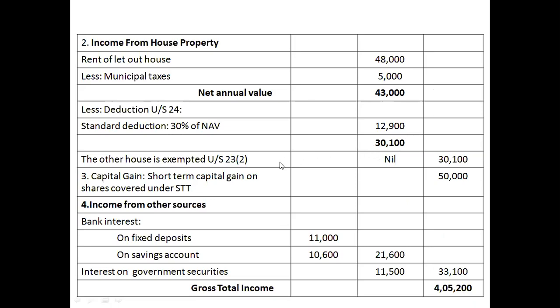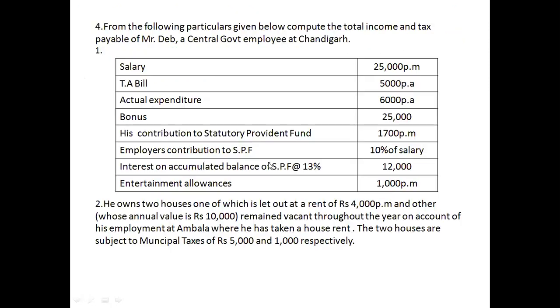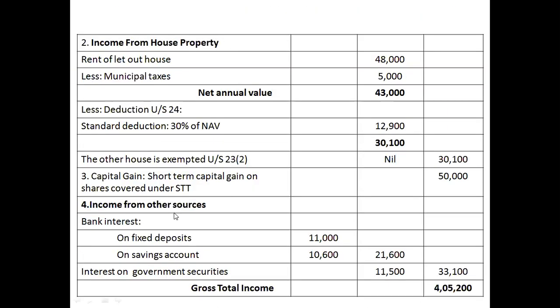The other house will be as per the information given. They have given that the other house remained vacant throughout the year on account of his employment, for which he has taken a house on rent. So this will be exempted. That is why the other house, exempted as per section 23 subsection 2, is mentioned as nil here. So we are going to say only one house, that is 30,100.